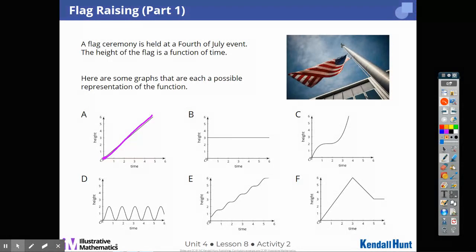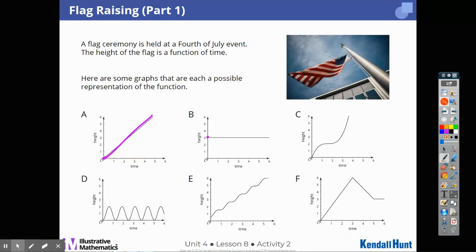Graph B, you see it's at 3 meters. Let's say meters is our height. And then it stays that height the entire time. So this might represent that the flag is already at 3 meters and it doesn't move as the time increases. Go ahead and see what you think flag C might be doing.